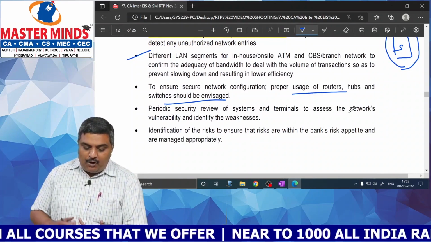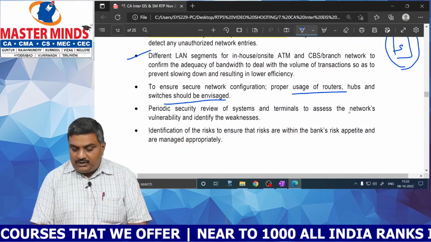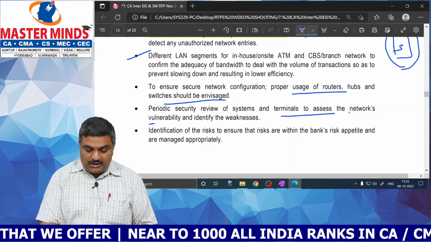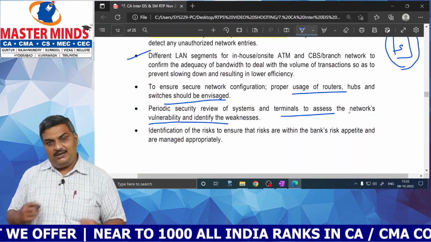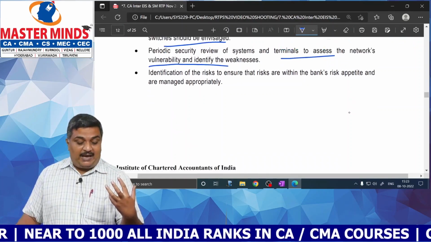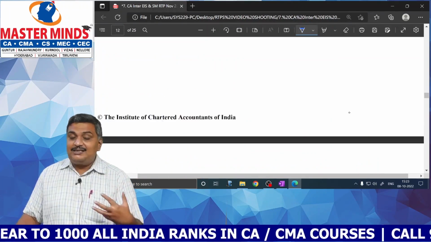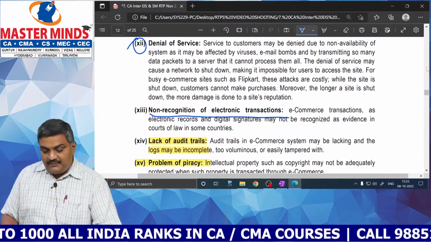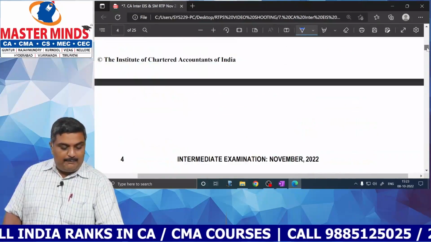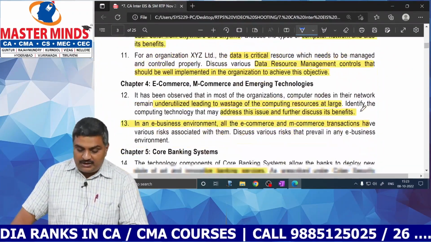And you have to periodically review the systems and terminals to assess if there are any weaknesses or problems in the network. And what is the risk appetite of the bank? If the bank really faces the risk, can the bank withstand that? That also you need to check periodically. So those are the things that a bank has to take care of regarding network security.